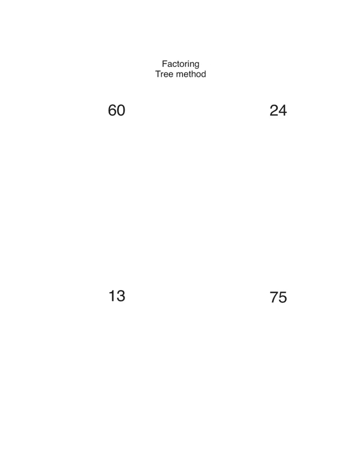Okay, in this video we're going to talk about how to factor a number. We're going to call it completely factored, which means we've factored it down to its prime factors. What prime numbers make up 60, 24, 13, and 75?